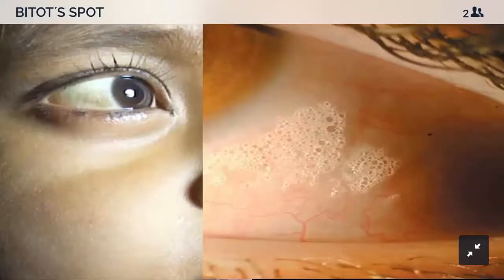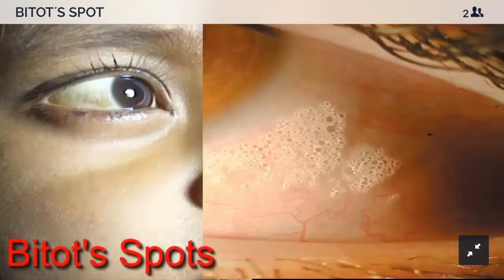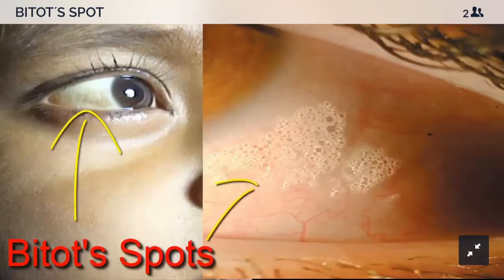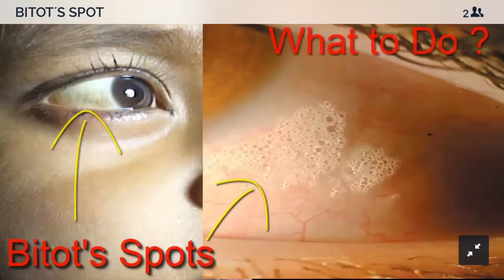In this clinical video on Bitot spots, we will start with clinical and pathological definition. Then we will try to identify the spots in the eye. We will review WHO grading of xerophthalmia, in which grade it fits, and finally a case along with its treatment.